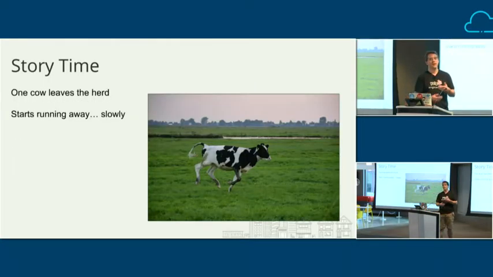So in this story, we had one cow leave the herd. It just kind of wandered off, started to run away, but really slowly. One query pattern went from executing in milliseconds to executing in many minutes. And in our environment, that can mean the difference between a host with all of the cores idle and everything responding really quickly, and the website being degraded, ops and DBAs being paged, everything going to heck.